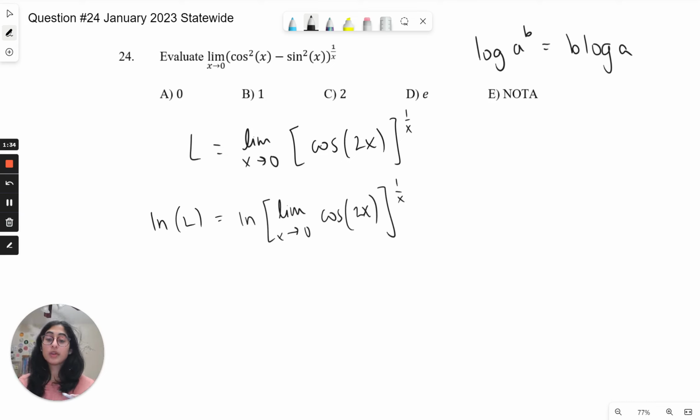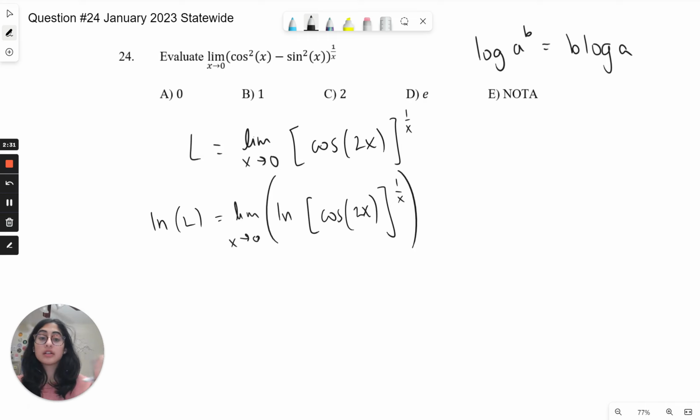And so what we can actually do with this sort of thing is, instead of taking the natural log of the limit, we can flip it and take the limit of the natural log. So that's what I'm going to do right here. Now what? Well, remember, the exponent is the problem, so we're going to use this rule and change this to the limit as x approaches 0 of 1 over x times the natural log of cosine of 2x.